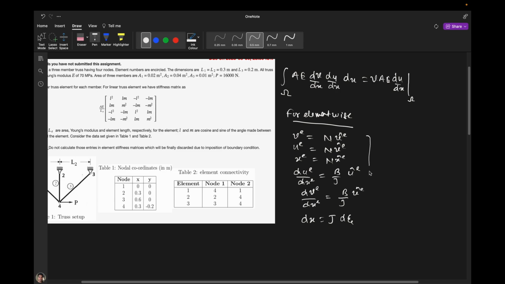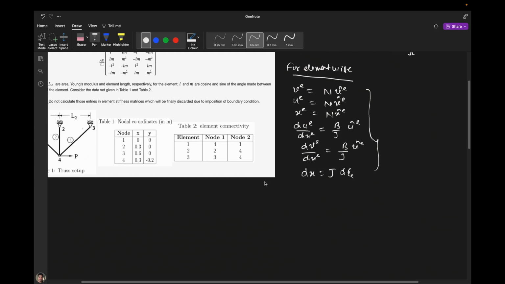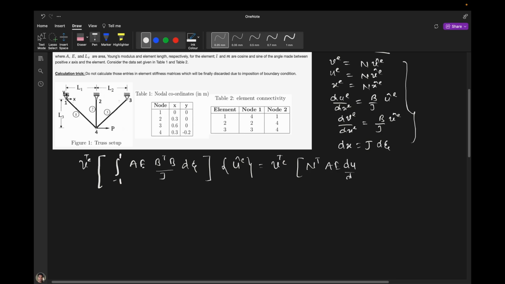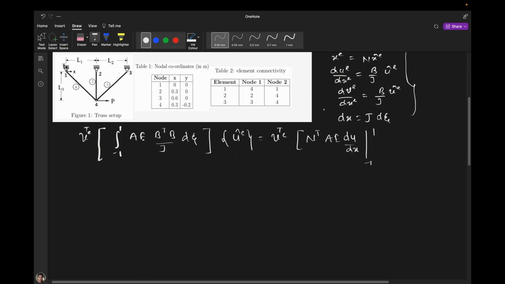Okay, so when we substitute this in the variational form for the element-wise case, we already got that V hat E transpose, integral from -1 to 1 of AE B transpose B divided by J d zeta, times U hat E, and on the right-hand side we write V hat E transpose times N transpose AE du/dx, from -1 to 1. Okay, so this is the variational form when we substitute here.